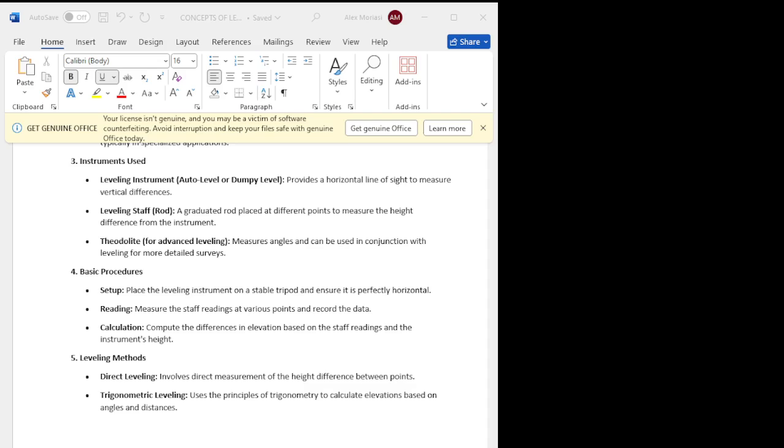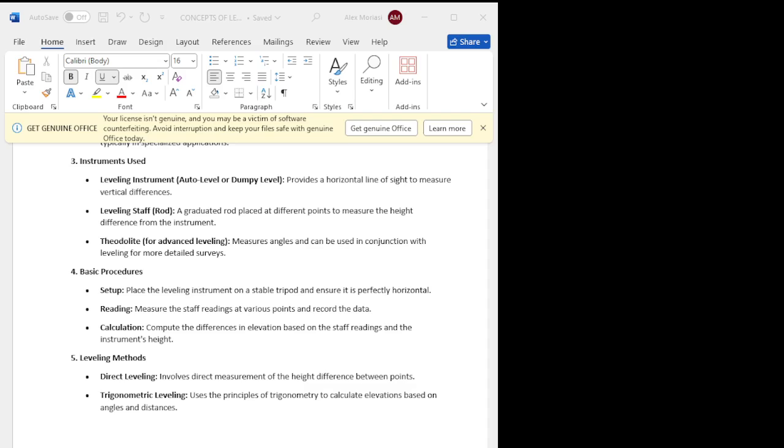We have leveling instruments, auto level or dumpy level. This dumpy level provides a horizontal line of sight to measure vertical differences. We have a leveling staff. This is a graduated rod placed at different points to measure the height difference from the instrument. We have the theodolite for advanced leveling, which measures angles and can be used in conjunction with the leveling instrument for more detailed survey.